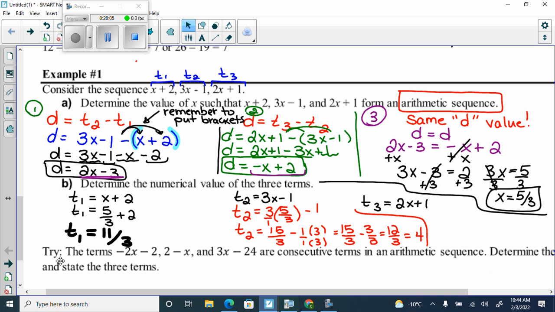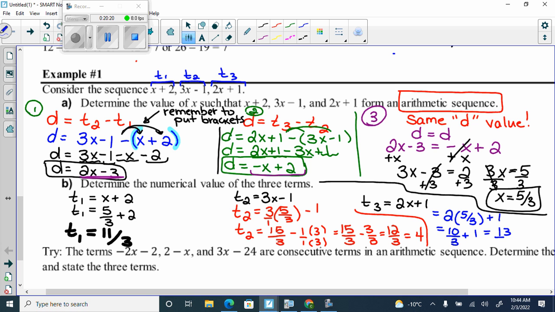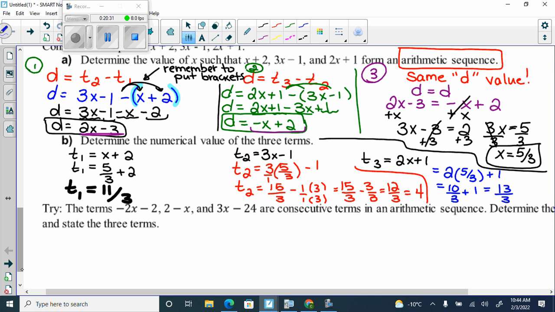And then the last one. T3 equals 2 times 5 thirds plus 1. 10 thirds plus 1 is 13 thirds. Oh, look, what's this? This question looks very similar. It has the word try beside it. What do you think I'm going to make you do? Try it. Good question.